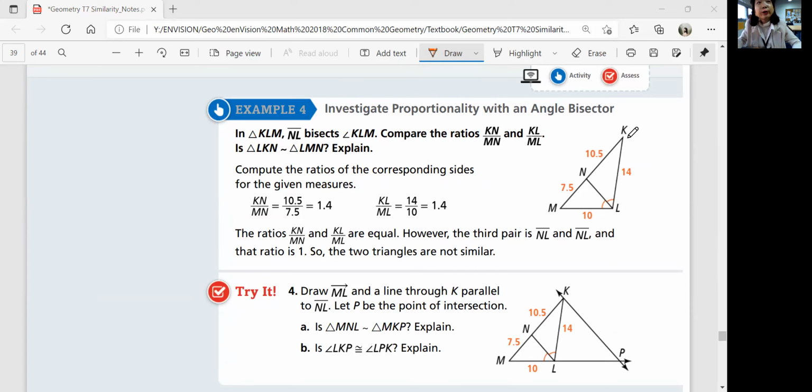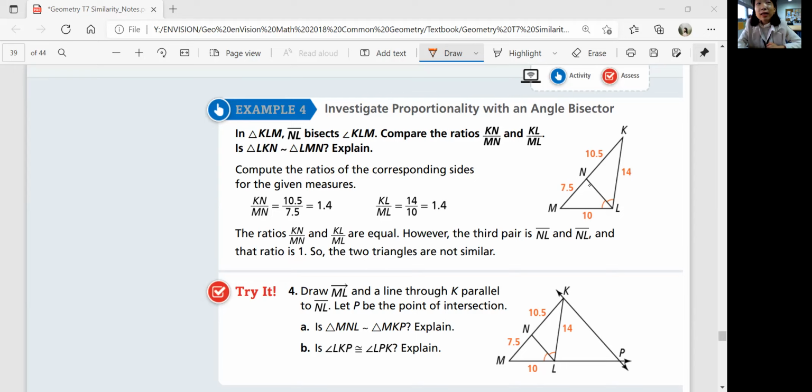KN over MN. So these are corresponding sides, right? 10.5 over 7.5 should be equal to 14 over 10, the corresponding sides. And they're both 1.4, right? So the ratios are equal. But the third pair, NL and NL, the ratio is 1 because it's by itself, right? So you can't just compare two and say, oh, they're proportional, so they must be similar.